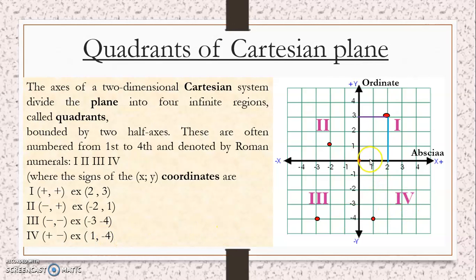So 1 is positive, so this will come on the positive side of the abscissa, that is positive 1, and the minus 4 will be in the downward direction because the sign is minus over here, so you can see minus 4 downwards. Then when you join the points 1 and minus 4, you will get it here in the fourth quadrant. Okay, let's understand.